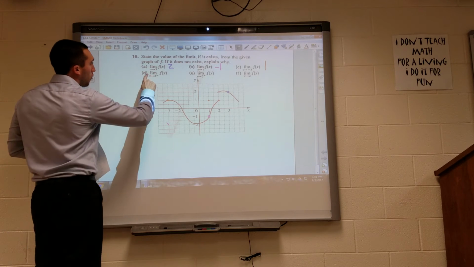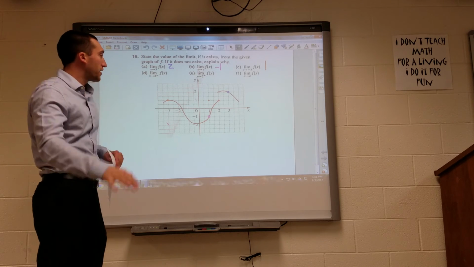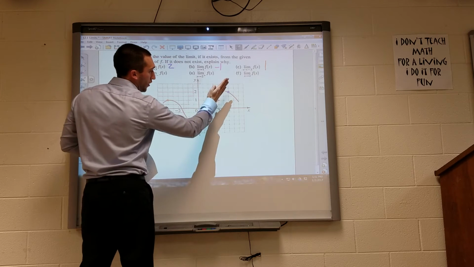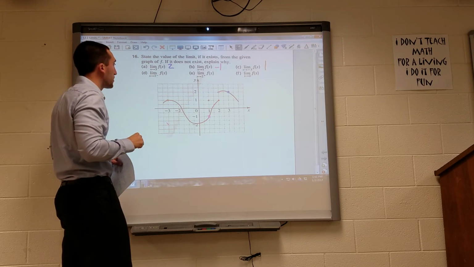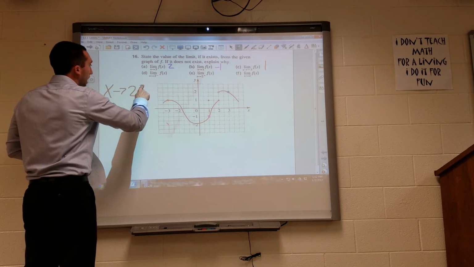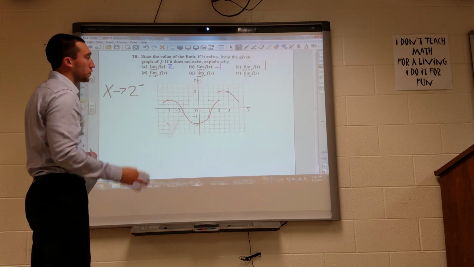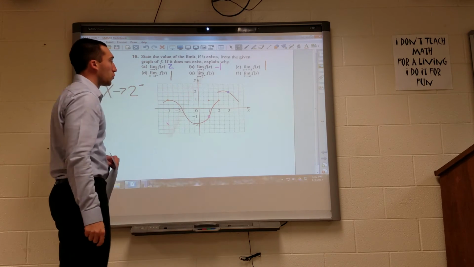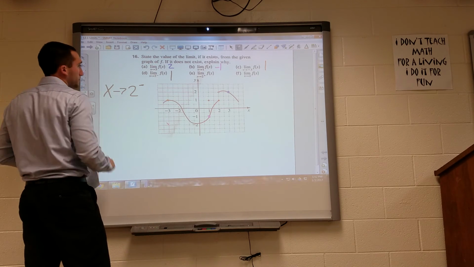Next, it wants when my graph is approaching 2 from the negative side. So as x approaches 2 from the negative side, from numbers less than 2, that's what that little negative symbol above the 2 means. If you can't see it very well, it's saying x approaches 2, and then it's got this negative symbol above the 2, meaning as it approaches 2 from the negative side, it goes to 1. So as it goes here, from the negative side, it goes to 1.